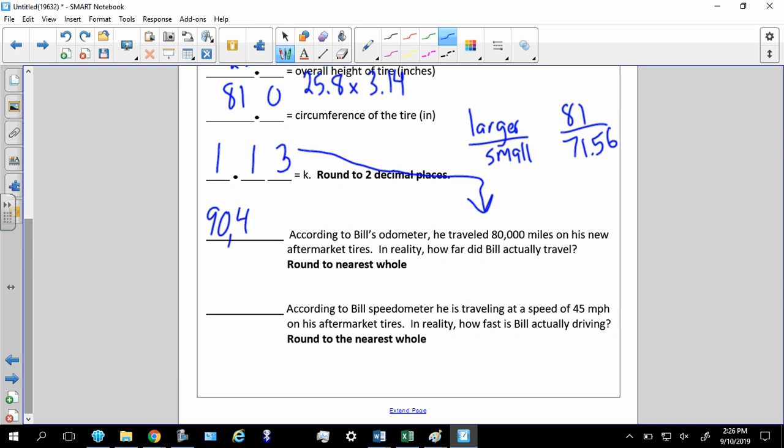90,400. That's how many miles. And I'm going to take K multiplied by 45. And I'm actually going 51 miles per hour.